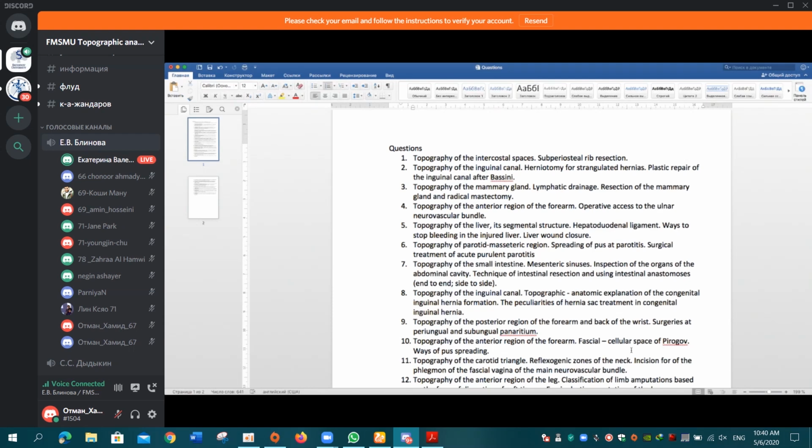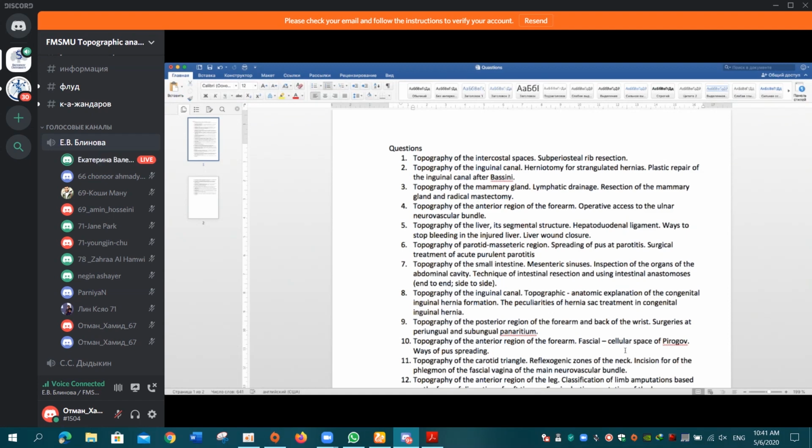Resection of the mammary gland. There are some kinds of resection of the mammary gland: total resection or sectoral resection. Indications for resection of the mammary gland may be inflammation, abscesses, and usually the tumor.